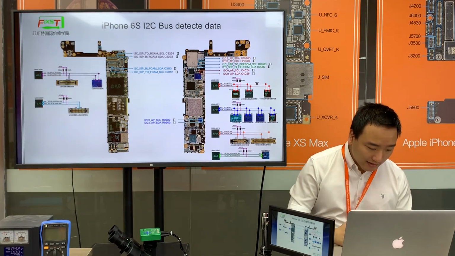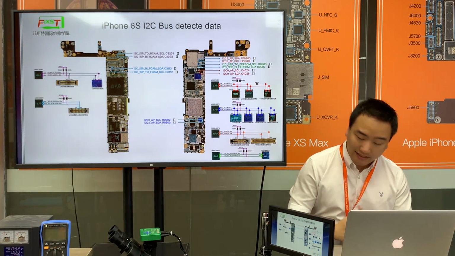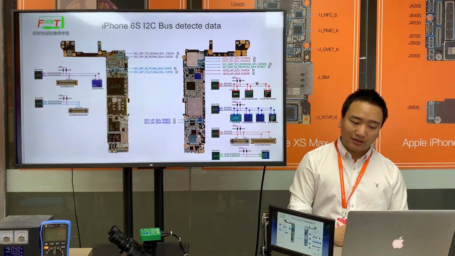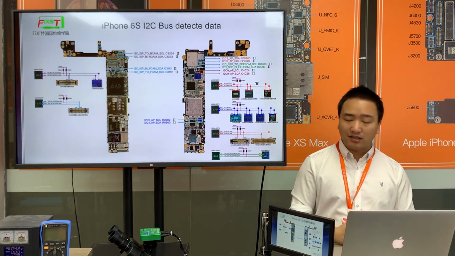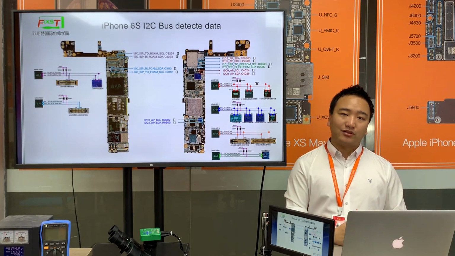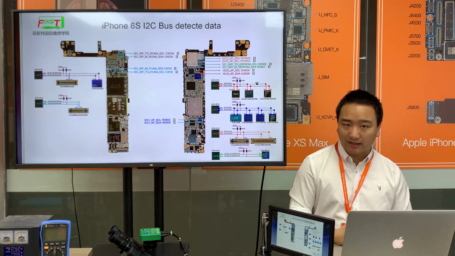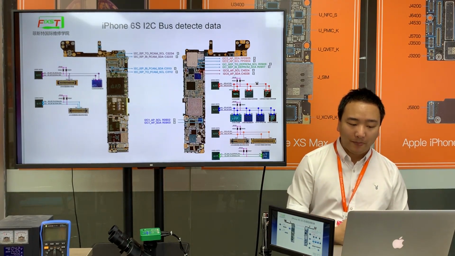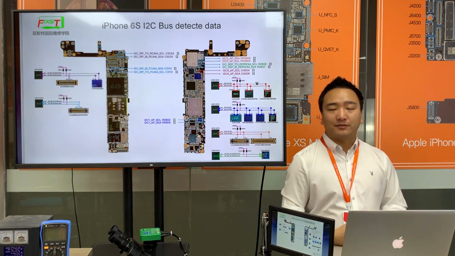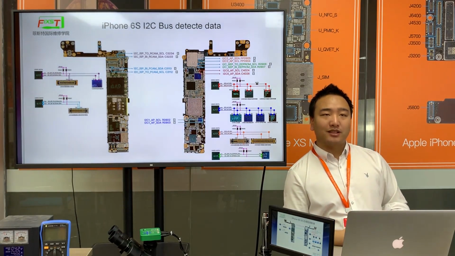You can see the PMU sends out 28 power lines to the whole motherboard, and of these 28 power lines, 15 are sent to the CPU. As you can see, the red marks are the power lines for the CPU. This PowerPoint is just to let you quickly find out whether the PMU has a problem or not.